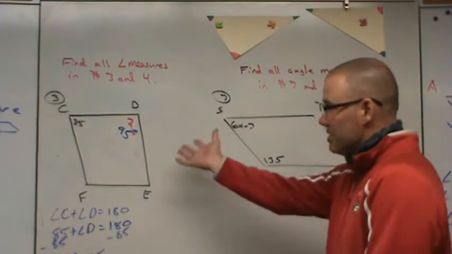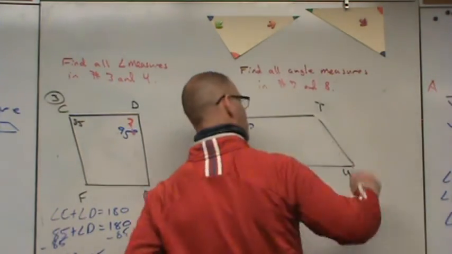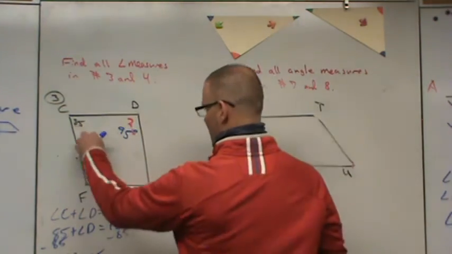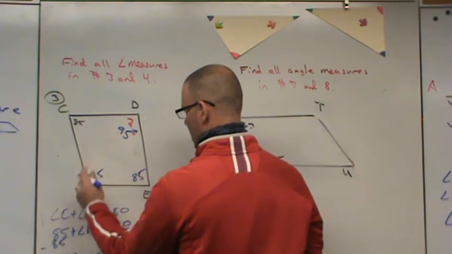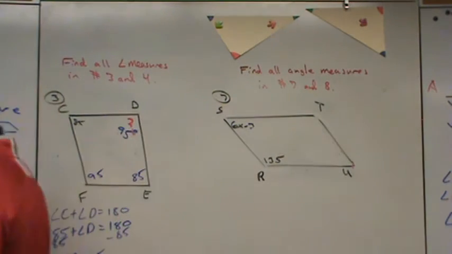Okay? I found D. Now what about E and F? Well, go back to what we talked about in our principles of a rectangle. What do I know about opposite angles? They're the same. So E is 85, F is 95. Done. It's that easy. Okay?